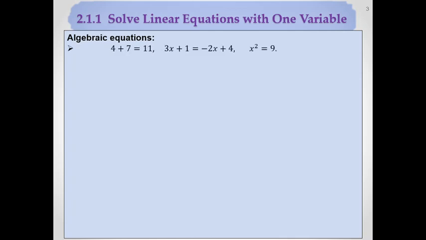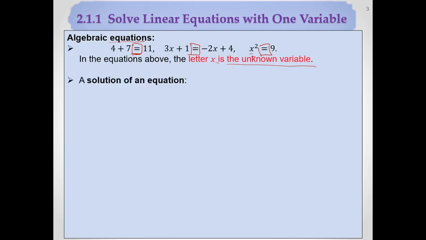Now when we say equation, we mean mu'adala in Arabic, and there will always be an equal sign and an unknown variable x, or it might be more than this. So the letter x is the unknown variable. When we say a solution of an equation, it means a number which satisfies the equation.